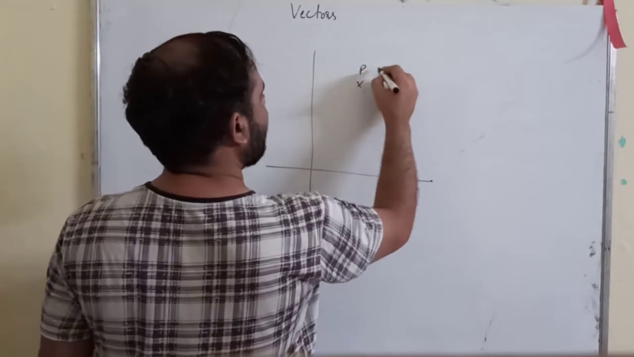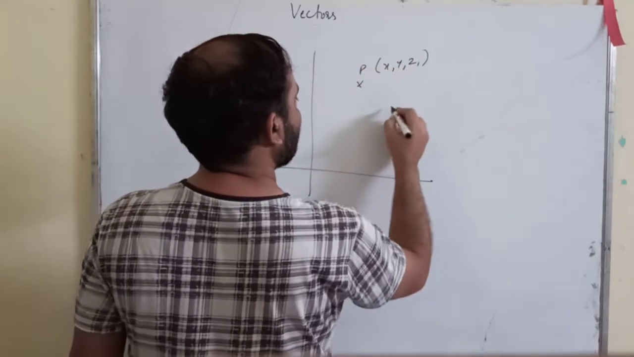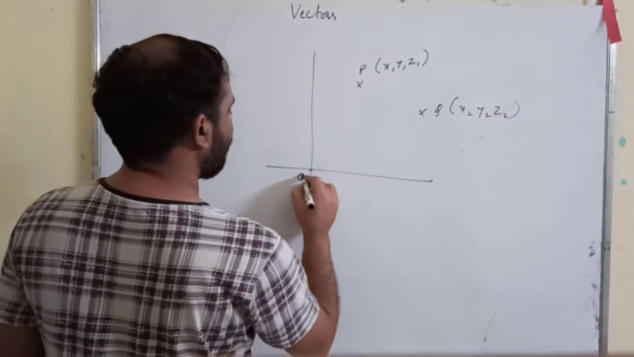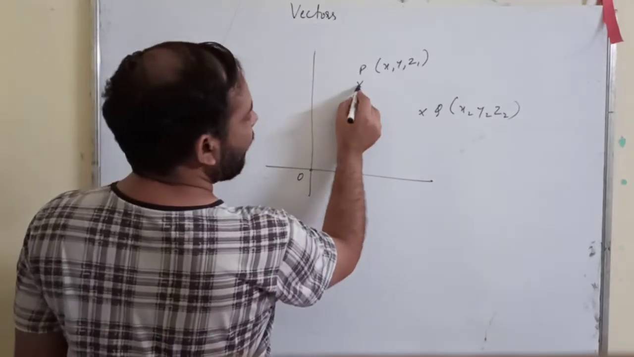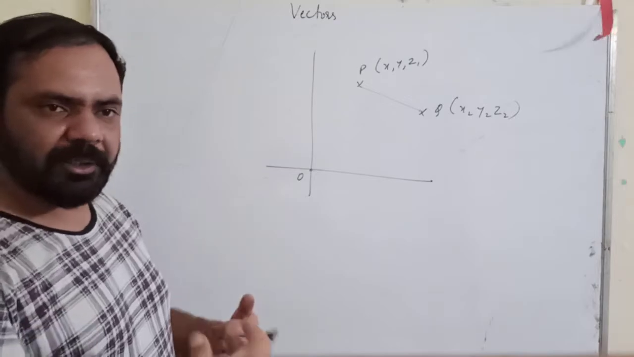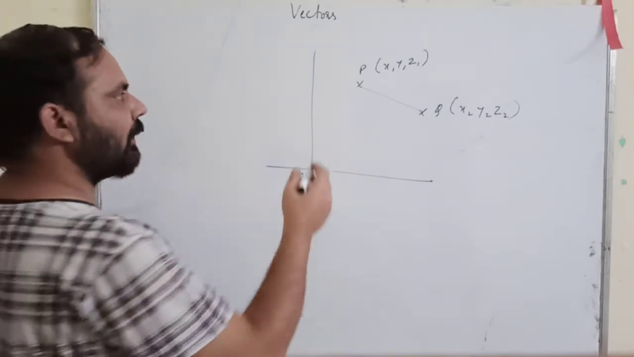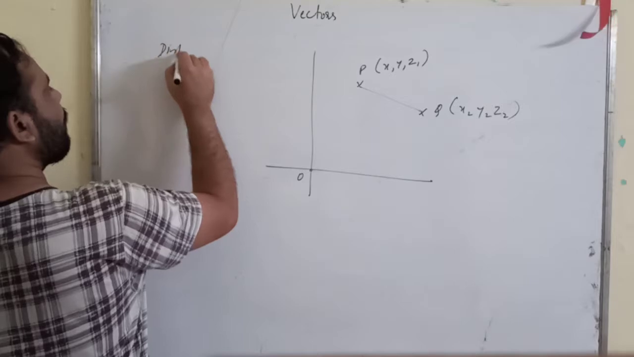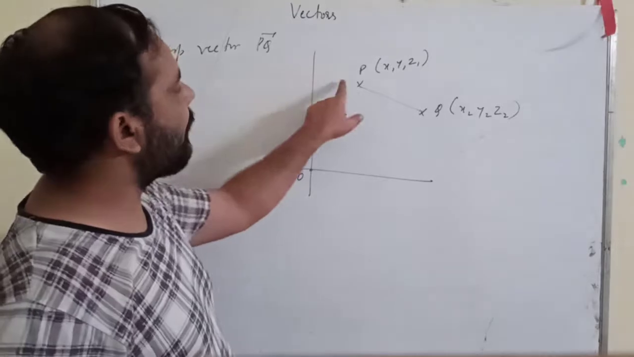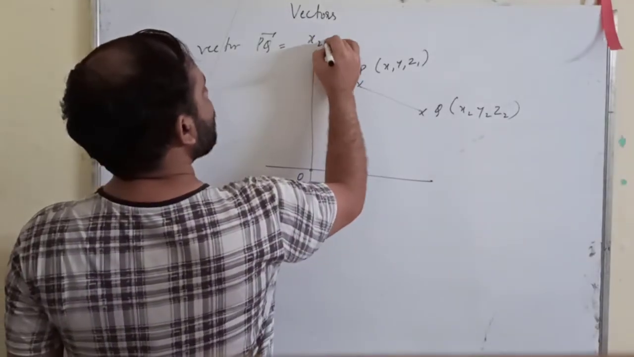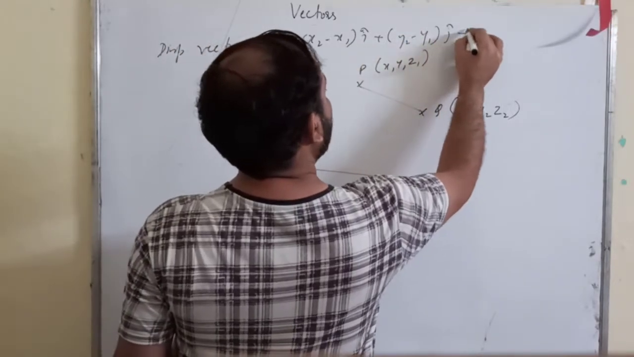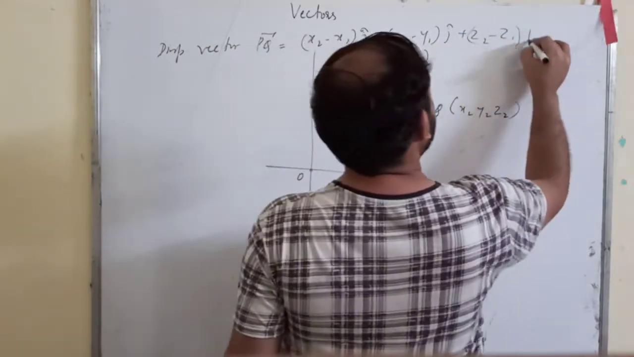You have a point P, x1, y1, z1, and you have a point Q, x2, y2, z2, and this is your origin, right? Then the displacement vector will be the vector between the 2 points. Displacement is the shortest distance of one point from the other. So what will be the displacement vector PQ? It will be (x2 minus x1) i cap plus (y2 minus y1) j cap plus (z2 minus z1) k cap.